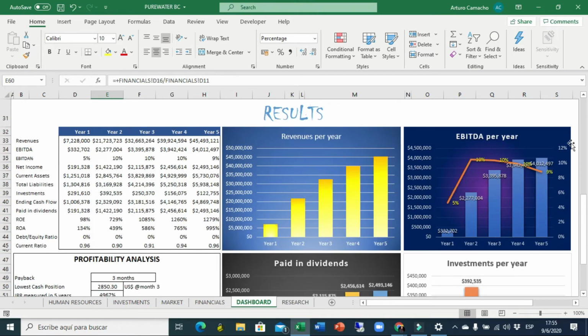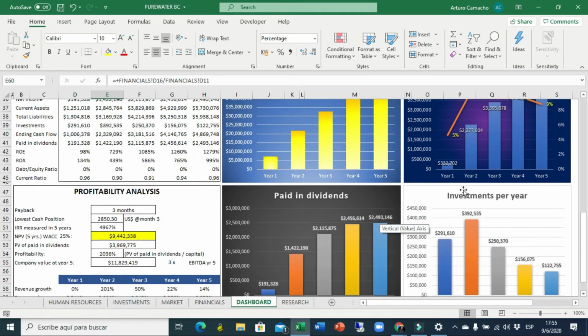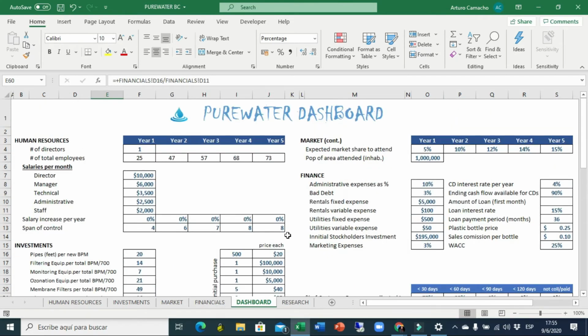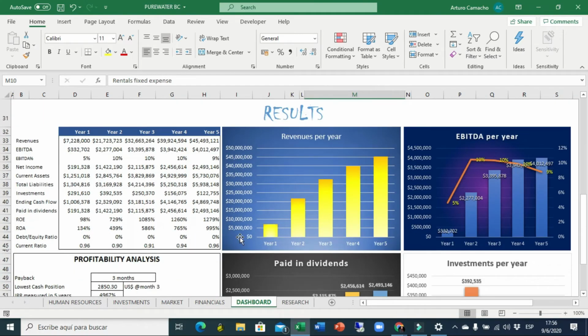Okay, the 4 simple graphs. One has to do with the revenues, the other with the EBITDA plus the percentage of the EBITDA, both related. The paid-in dividends, this is what your stockholders get every year, and the amount of investments per year. So that's mainly the dashboard. As you see, in a single page, you can control all of the assumptions, or at least the most important ones, and see how the results are affected.